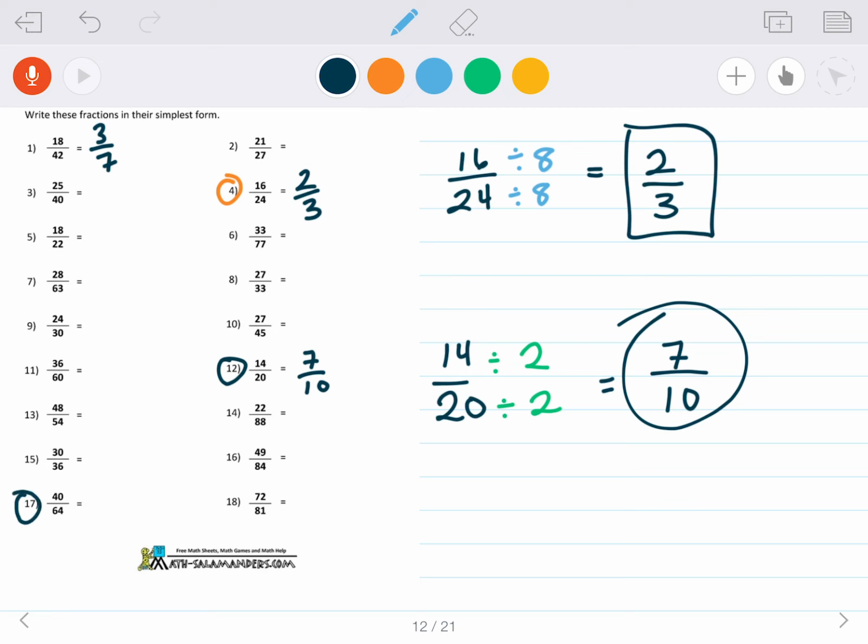Let's do one more. Let's do number 17. So we have 40 over 64. And I know both of these numbers can be divided by 8. So if I divide top and bottom by 8, 40 divided by 8 on top gives me a 5, and 64 divided by 8 on bottom is going to give me an 8. So my answer here is 5/8.